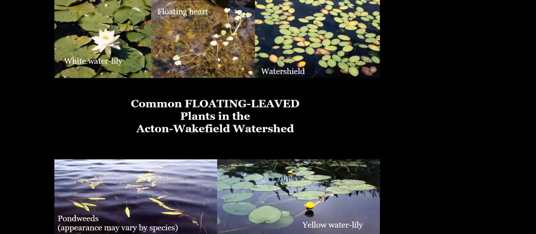The one in the middle on the top is floating heart. That one is tiny. It's about the size of a dollar coin, and they usually form little clusters that grow together. So it's really tiny.